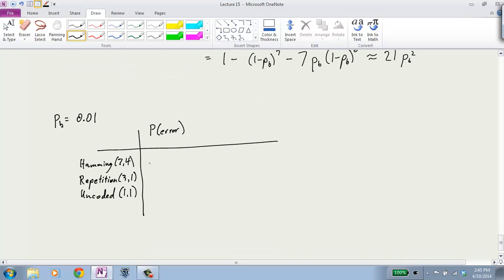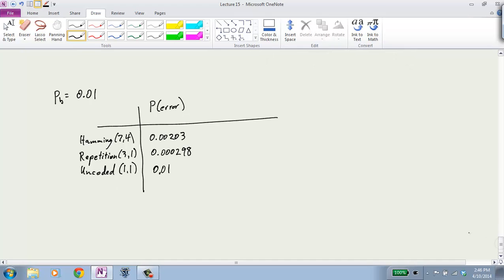Okay. For this particular bit error probability, the block has error with probability like this, and unencoded is like this. Okay, so much more error for uncoded than for the others. And if PB was smaller, we'd see a bigger separation here.